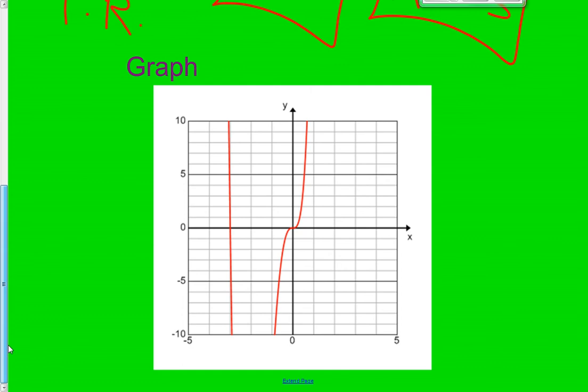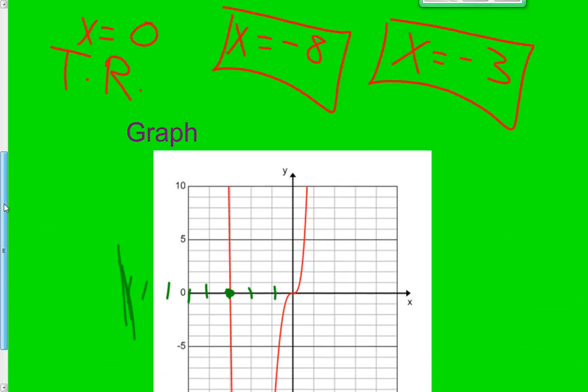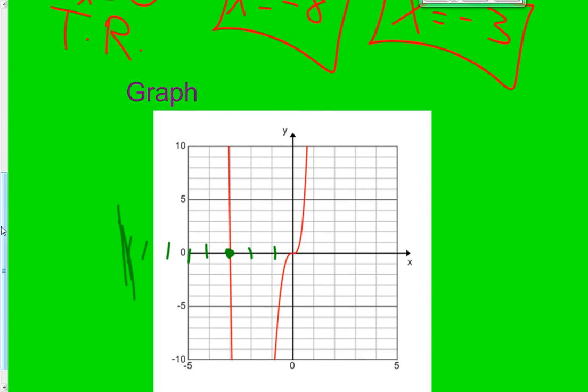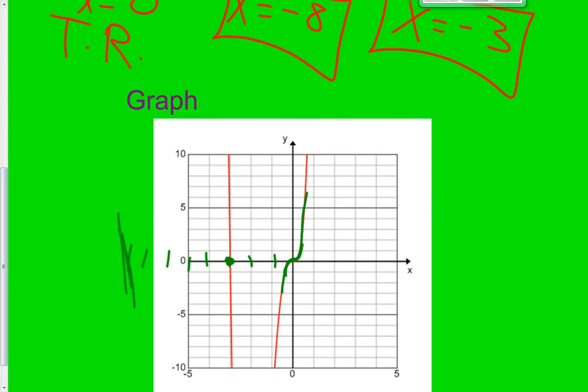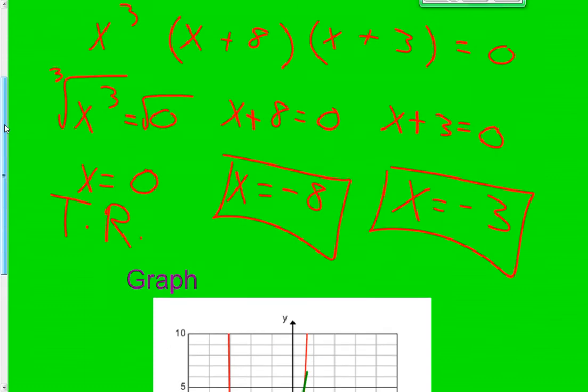Here is 1, 2, 3, 4, 5, 6, 7, 8. So my graph crosses one time here. It crosses another time at a negative 3. And then when there's a triple root, it kind of passes through it in a strange kind of way. You're always going to see this look when we get to triple roots. So it kind of flattens out as it goes through 0, and then as it hops back up again. So whenever you see a triple root, this is the kind of look that you're going to see on the graph. Alright, let's try the next one.